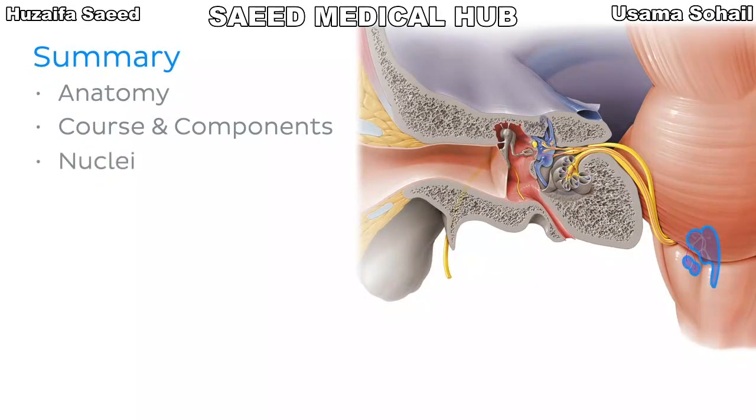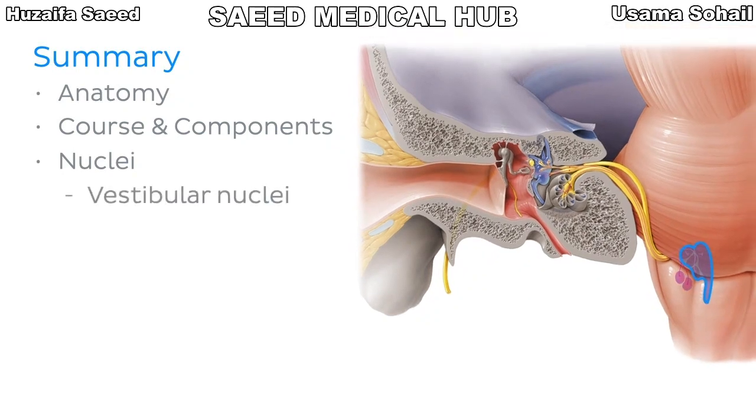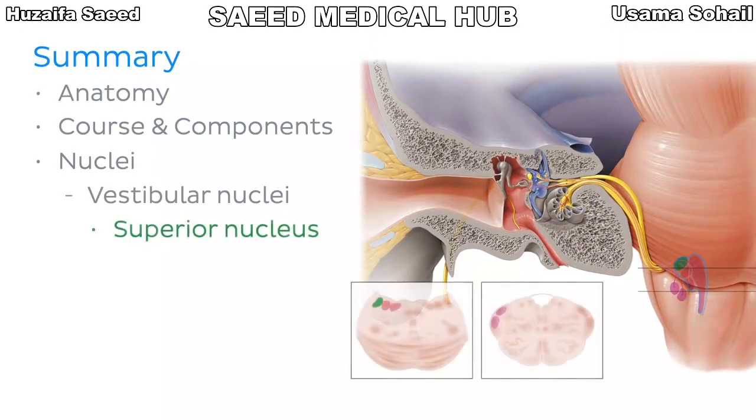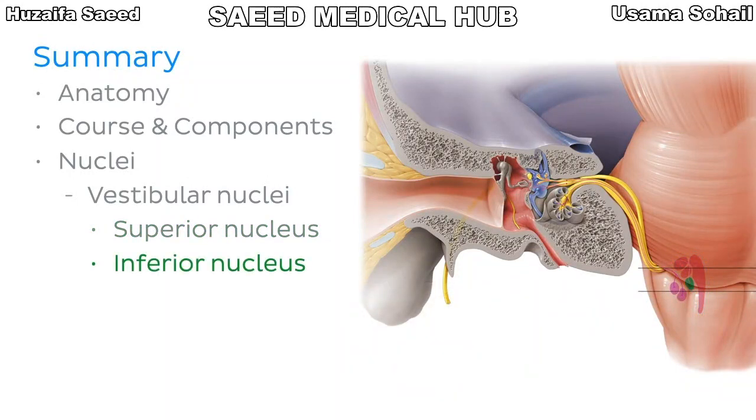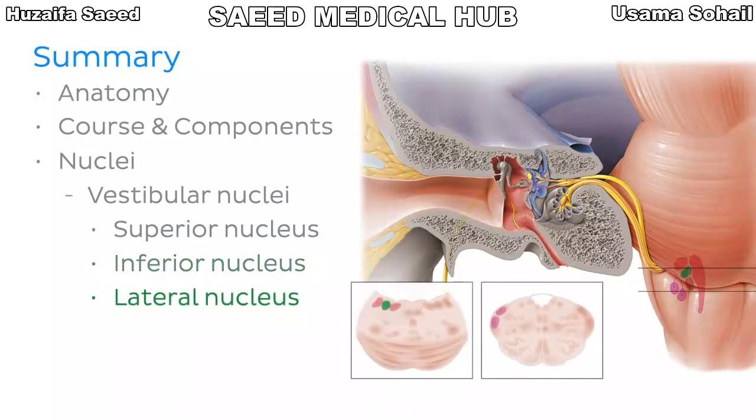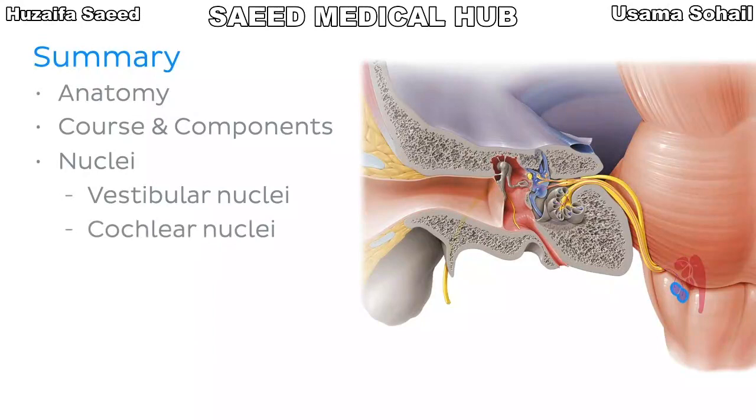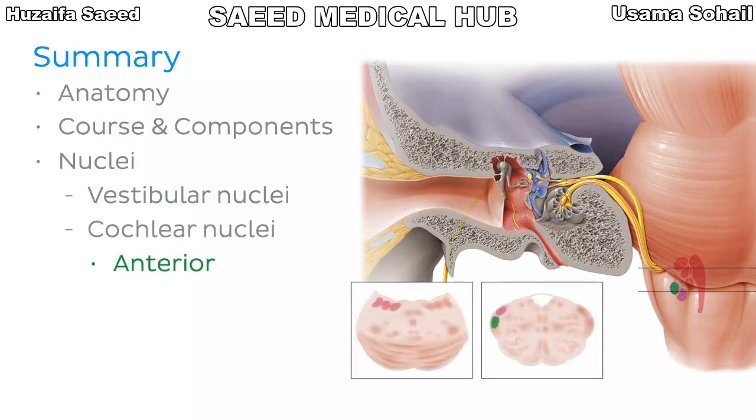The next thing we looked at after the course and components of the vestibulocochlear nerve is the nuclei, which are located within the brainstem. These are divided into 2 parts, the vestibular nuclei, which contain 4 individual nuclei. The superior nucleus, which is located in the pons, the inferior nucleus, which is located within the medulla, the lateral nucleus, which is located in the lower pons, and the medial nucleus, which is located in the pons and the medulla. And we also looked at the cochlear nuclei, of which there is an anterior nucleus, which lies in the posterior medulla, and also a posterior nucleus, which also lies in the posterior medulla.